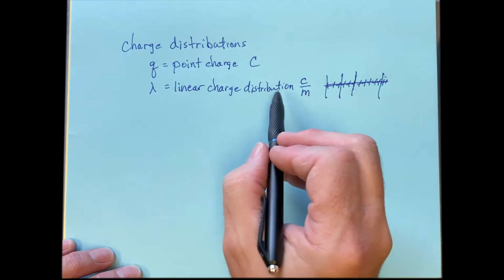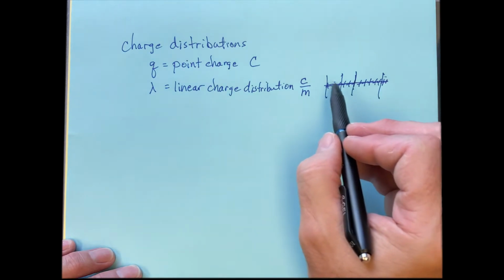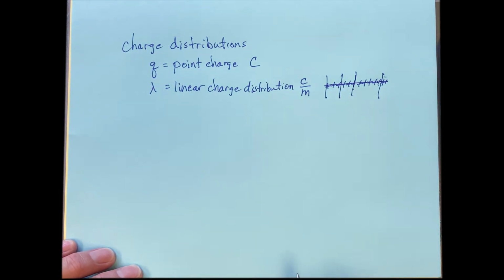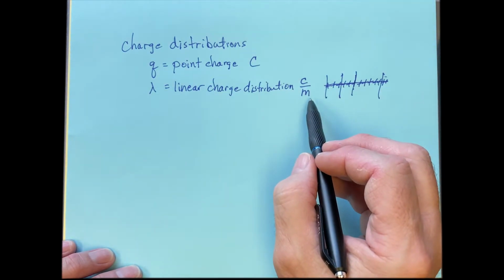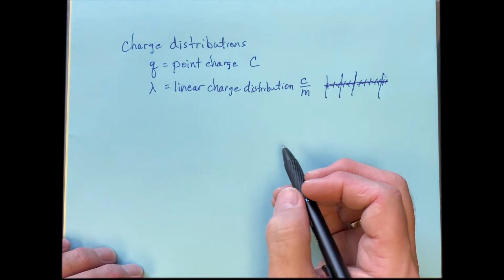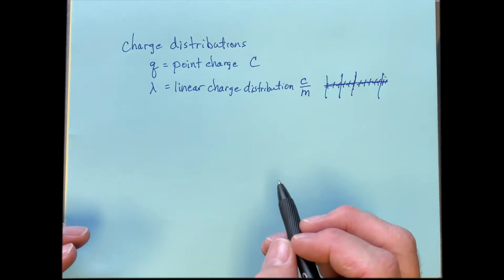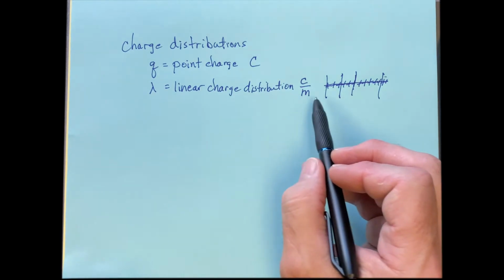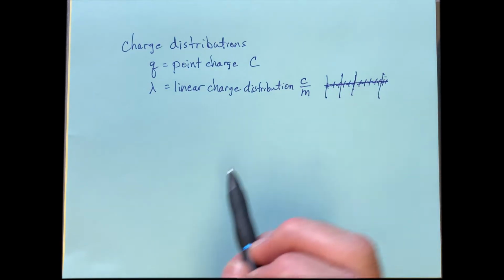So lambda in each of these cases would be the same for those sections that I've drawn there. The same number of coulombs per meter. In that sense, it's kind of like a charge density, except it's a linear density. It's the amount of charge along the length.